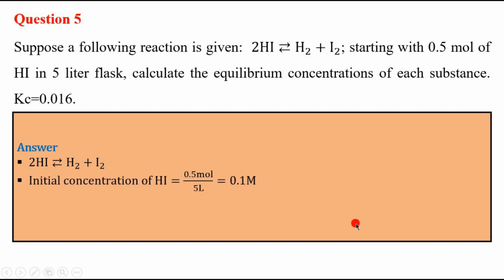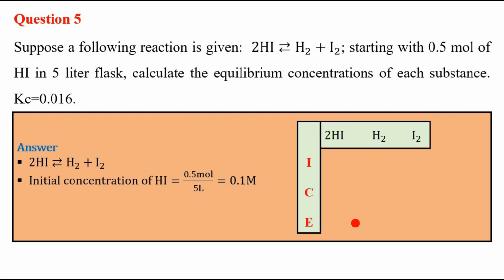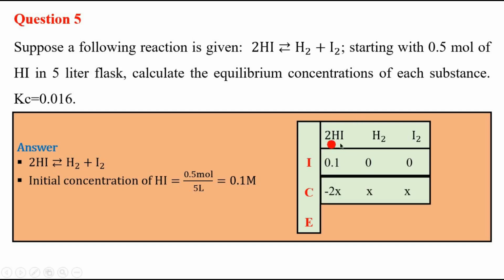So the initial concentration, we take the number of moles divided by the volume, 0.5 divided by 5, then you get 0.1 molar. Then we use the initial, change, equilibrium relationship. Initially you have only HI, which is equal to 0.1 molar. The others we have 0. Then for the change, because we have 2 HI, 2 moles, it will be negative 2x. 2x will be removed to form the product, and x product will be formed, because here you look at the number of moles, and here the number of moles. Here we have 2, that means we have negative 2x, removed to form the product.